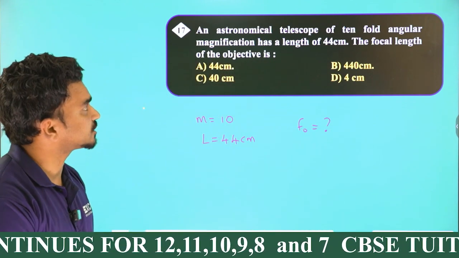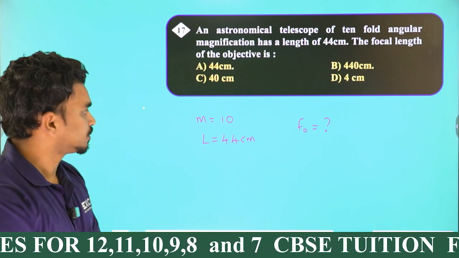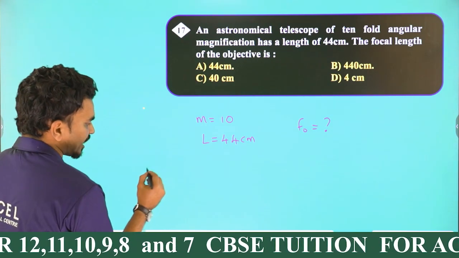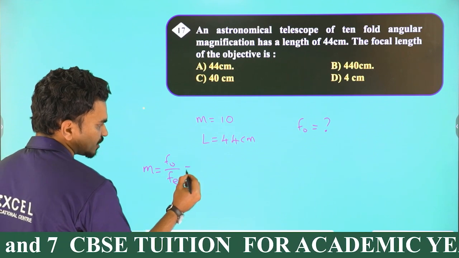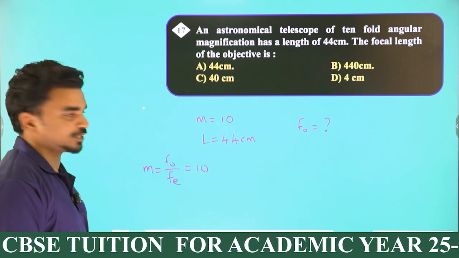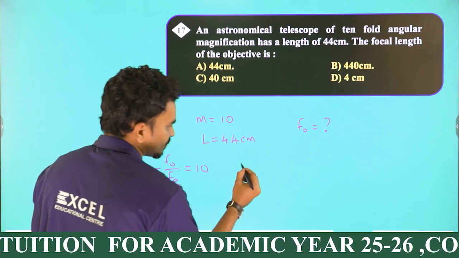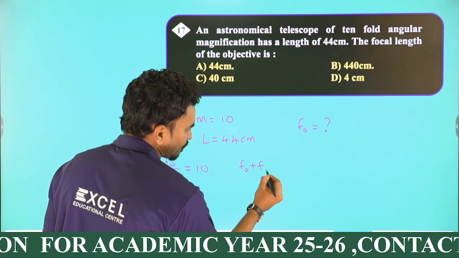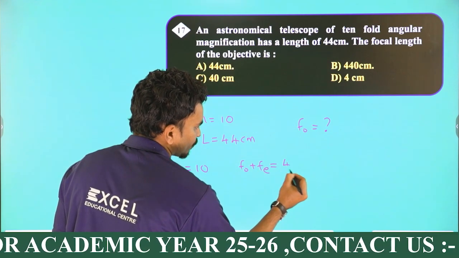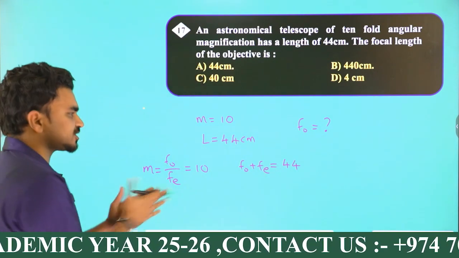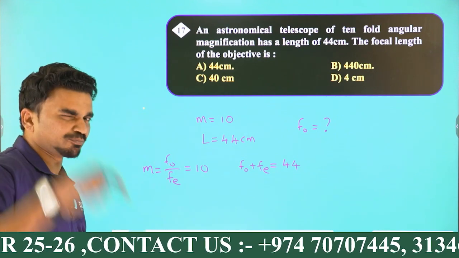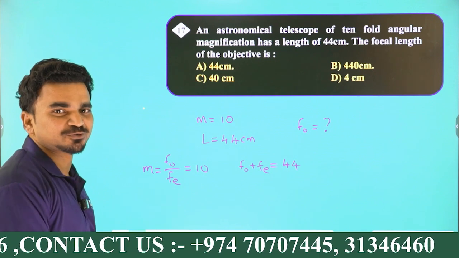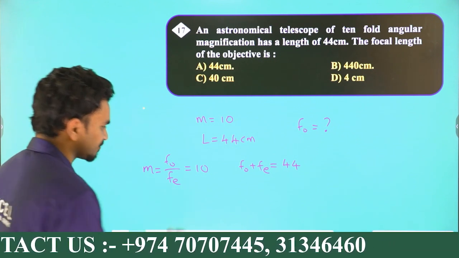Tell me, how do we connect this one? Easy, right? Magnification is Fo by Fe, that is equal to 10. We have one equation. And length of the telescope can be written as Fo plus Fe, that's equal to 44. You have two equations, so you can find out Fo and Fe. Easy, right? Can you pause the video and try to figure this out yourself? Okay, fine. Let me do it.